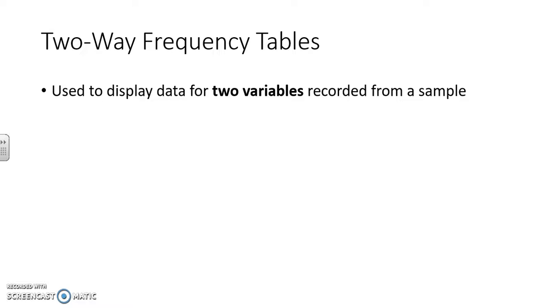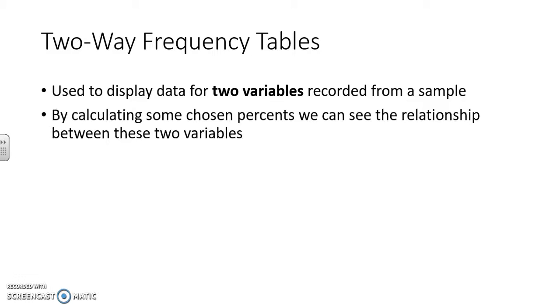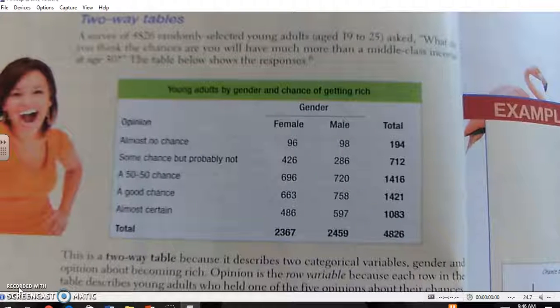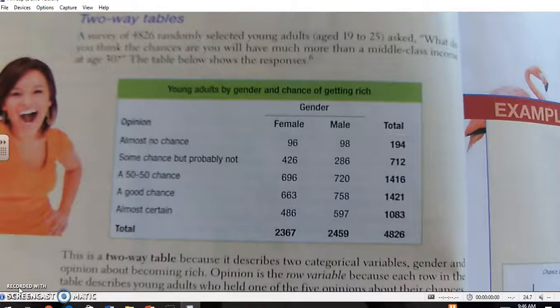Two-way frequency tables are used to display data for two variables recorded from a sample. And by calculating some chosen percents, we can see the relationship between these two variables. So let's look at an example. This is an example of a two-way table from page 12 in your textbook.